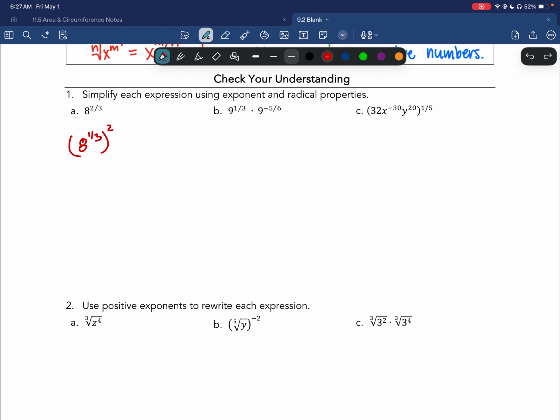Okay? These two, whenever we're multiplying two bases, we add their exponents. So you're going to have to add those fractions together.